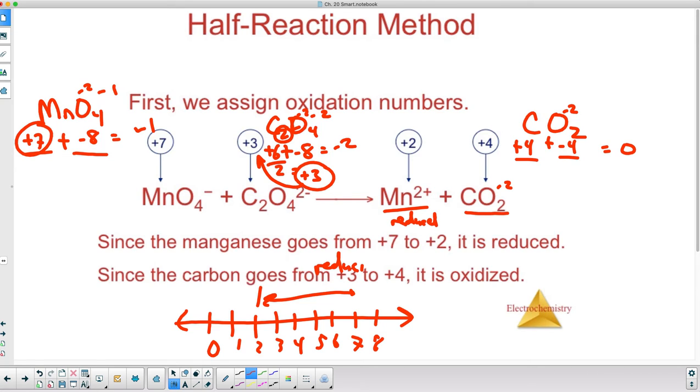Here I'm going from a +3 for my carbon. Is going from a +3, I'll use this different color, +3 to a +4. That is oxidation. Okay, let's keep going.